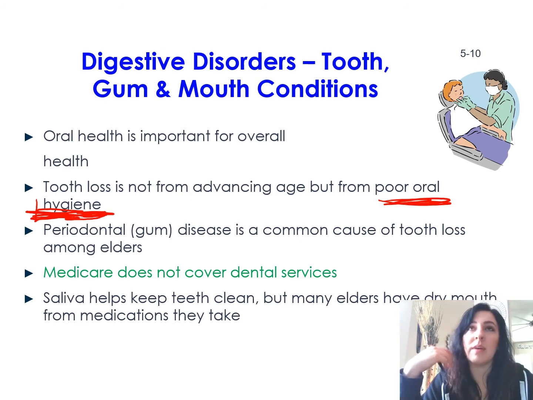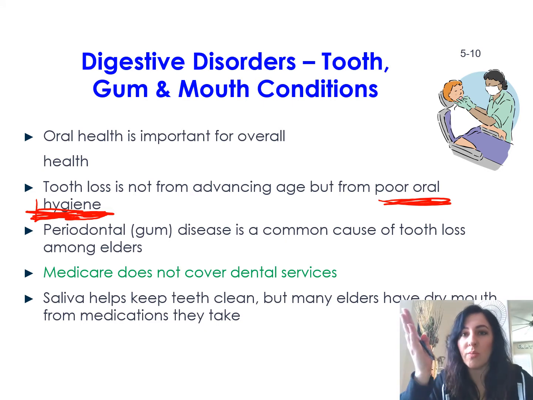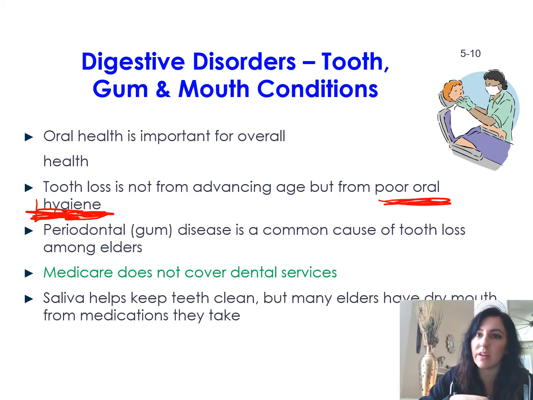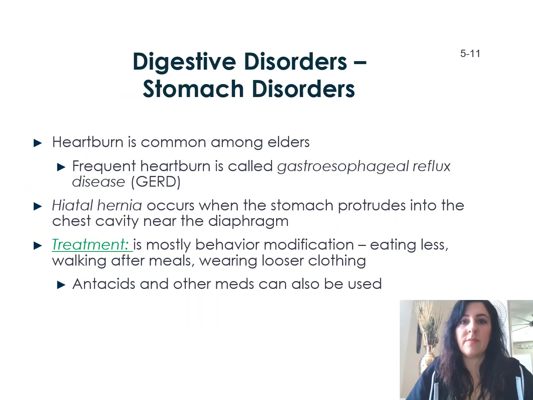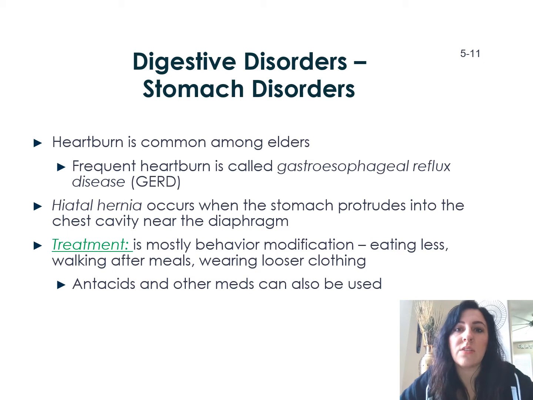certain age, many older adults actually have dry mouth from a lot of the medications that they take. Okay, so this is a side effect of having so many medications for a lot of other chronic illnesses that you have. Dry mouth can keep your teeth less naturally clean, and then you're going to have tooth decay, gum disease, things like that, if you're not careful.